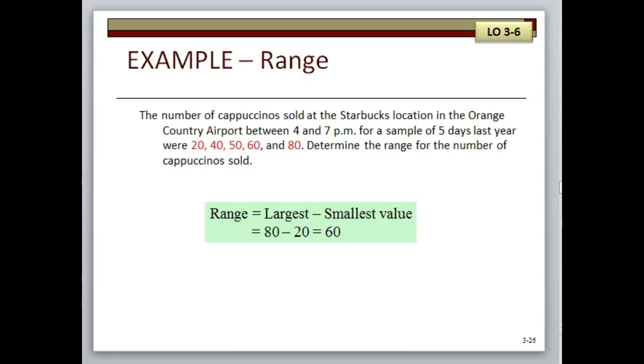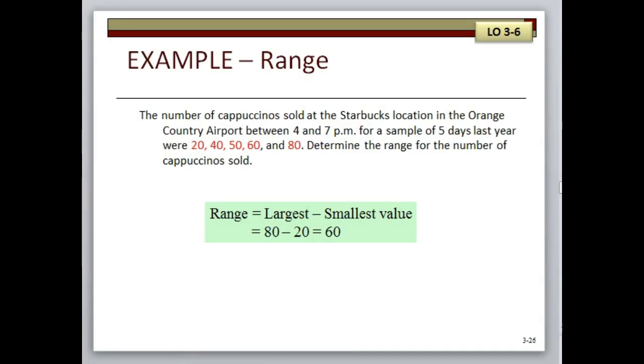We'll start with an example on range. Consider the data on this slide representing the number of cappuccinos sold at the Starbucks location in the Orange County Airport between 4 and 7 p.m. for a sample of 5. The range of the number of cappuccinos sold is 60, obtained by subtracting the lowest value 20 from the largest value 80.